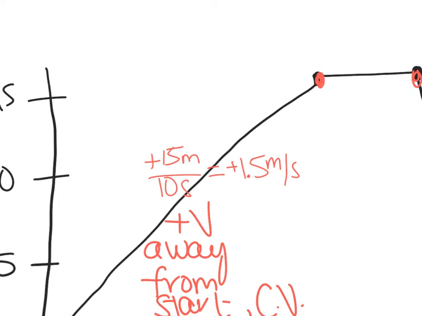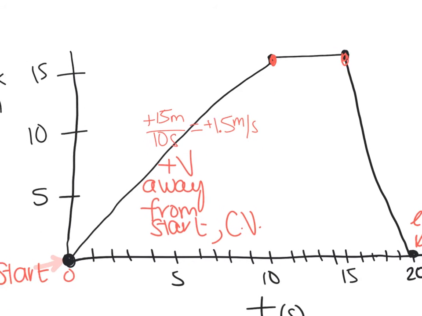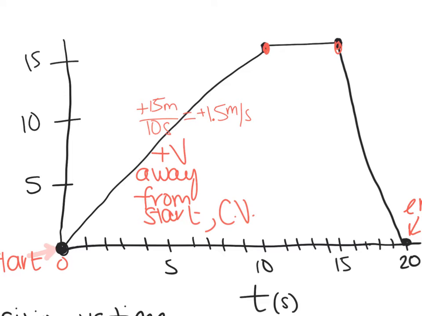Okay. All right, then let's look. Well, what about here? 10 seconds to 15 seconds. What's their position here? Yeah, I'm at position 15, and then 5 seconds later, I'm still at position 15. So the slope of a horizontal line is 0. So I know that they are just standing still.